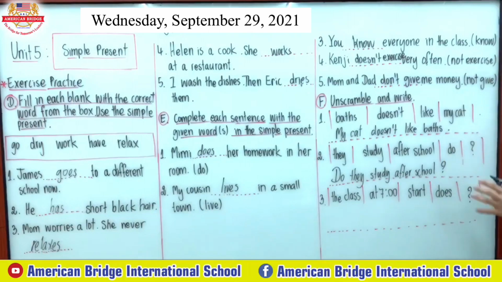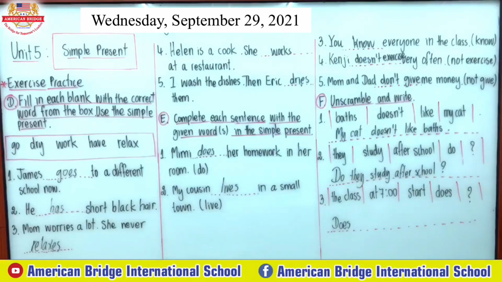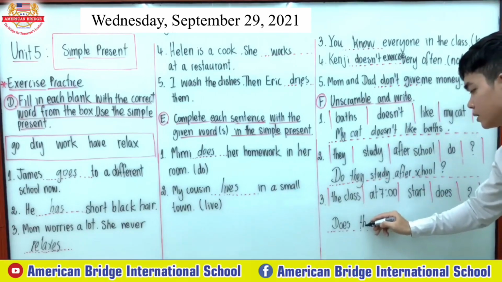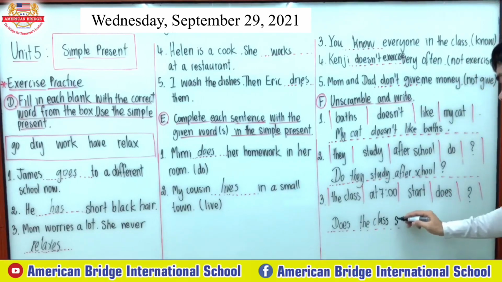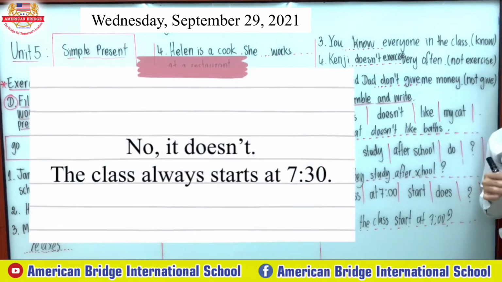Okay, alright guys, so now let's go to our last one, number 3. It is also in the question form. So let's find out the auxiliary verb. So here is the auxiliary verb, does. So the subject is the class, right? Does the class start at time, right? At 7. Does the class start at 7? Okay, answer my question. Does the class start at 7 right now? No, right? No, it does not. The class always starts at 7:30.